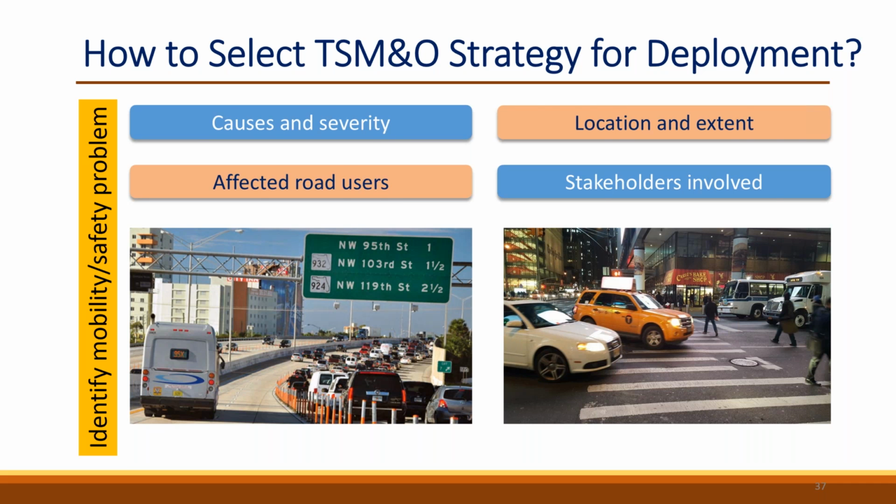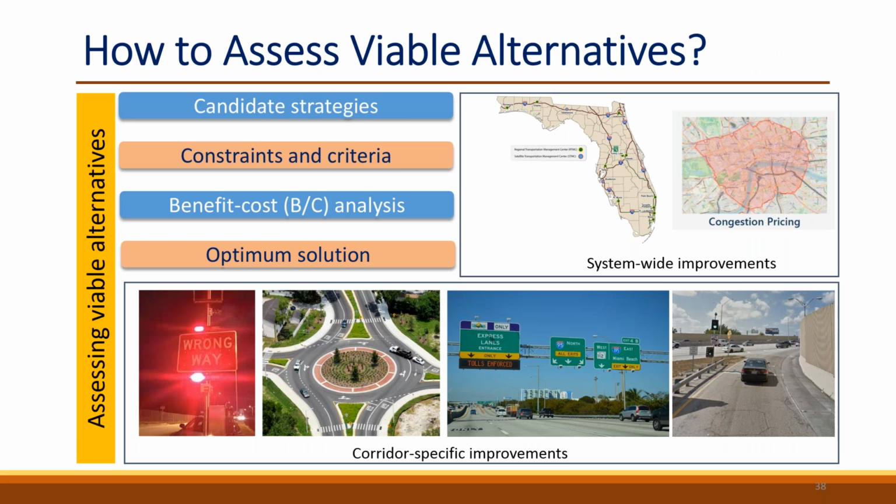Once we do that, the next step is how do you assess viable alternatives? Return on investment or benefit-cost analysis is one approach. This is crucial because we have several alternatives even among TSMO strategies. So which one is better? We need to identify all the relevant strategies, then identify the constraints and criteria, followed by the benefit-cost analysis, and then finally come up with the optimum solution.